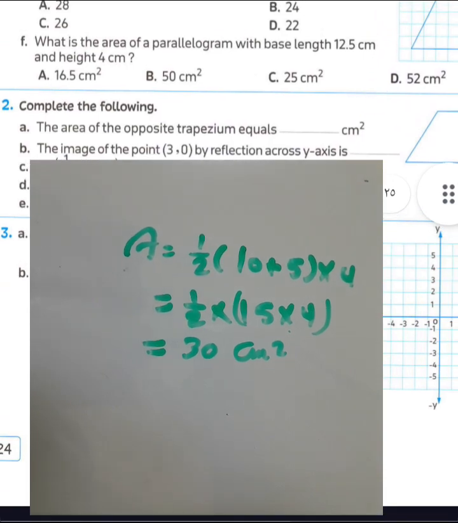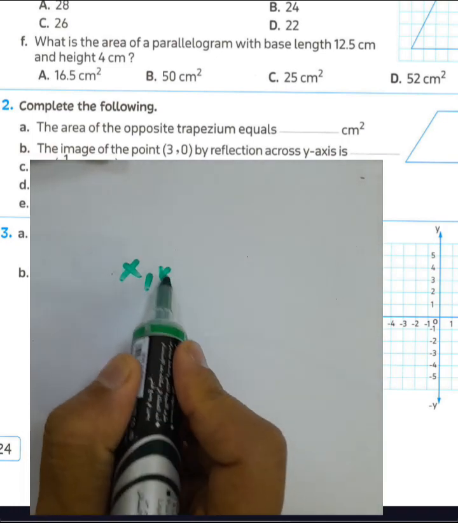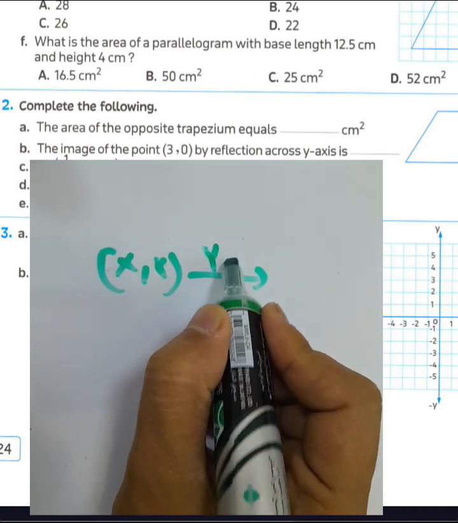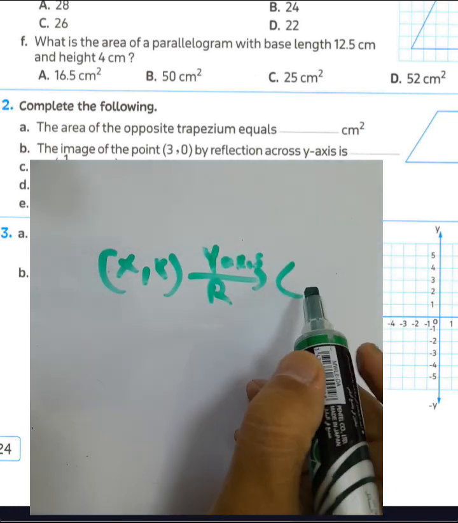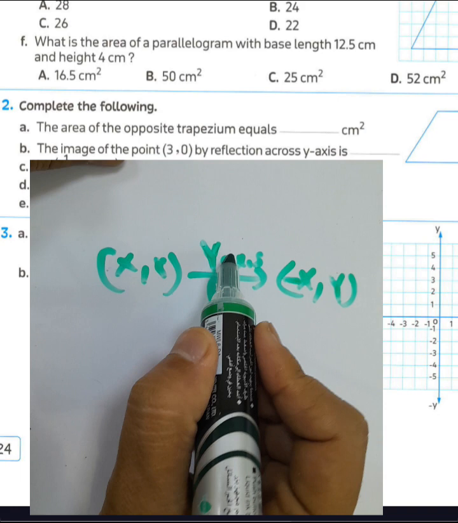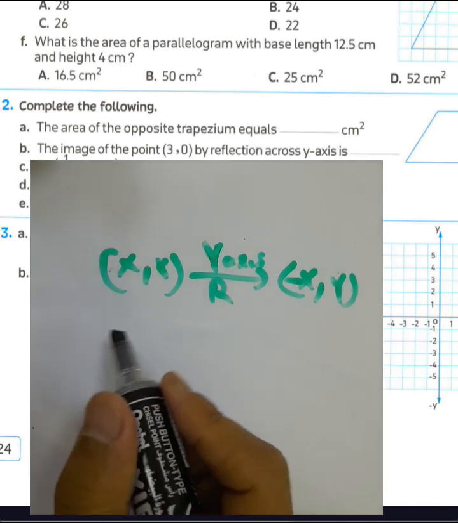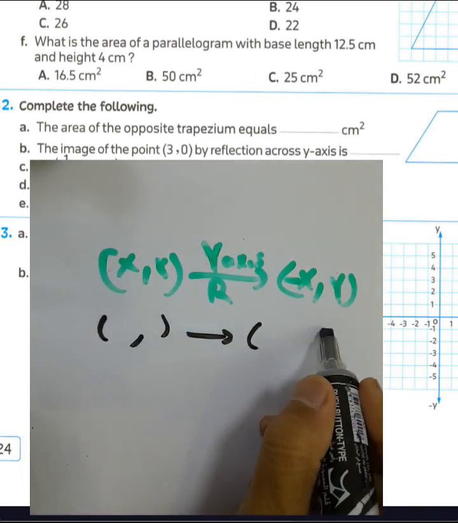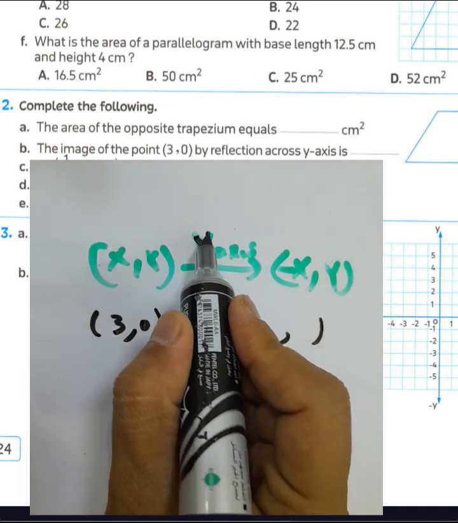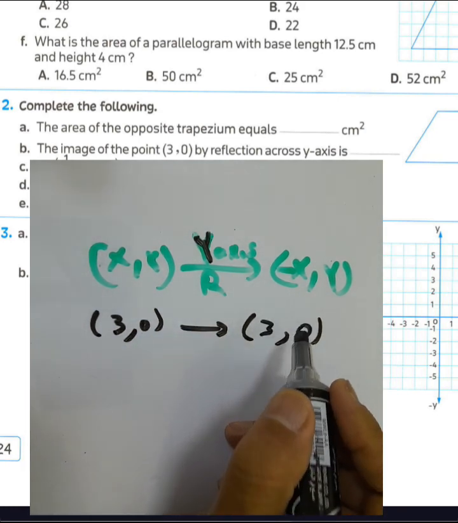Okay, next question, letter B. The image of the point (3, 0) reflected across the y-axis. We have the rule about reflection at the y-axis. About reflection, you must put y and change the sign of x, because you want to find the reflection over the y-axis. Put x here, which was 3, 0. Then the reflection about the y-axis means write y here and change the sign of x. 0 stays 0 because 0 is neither positive nor negative.